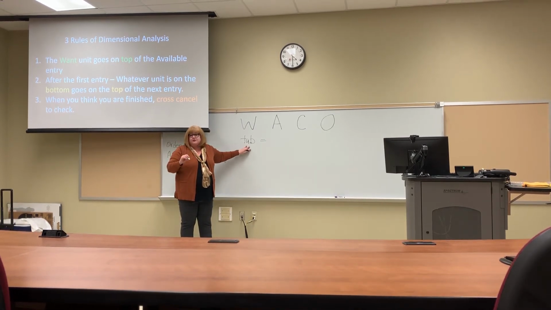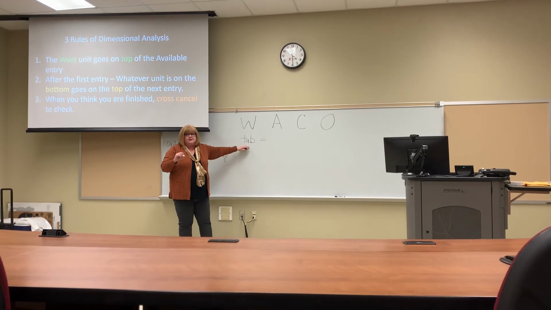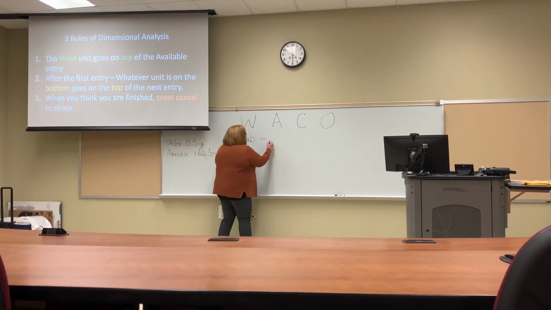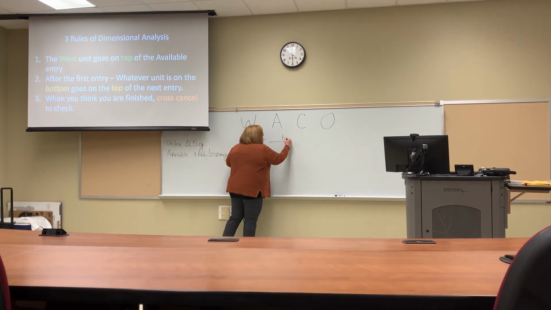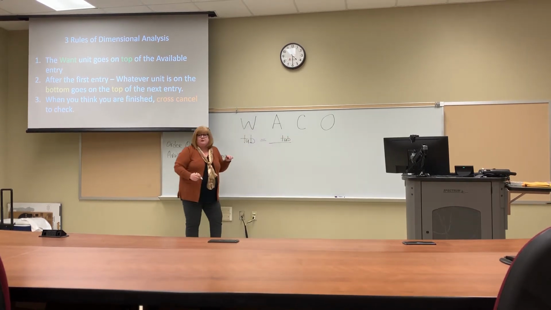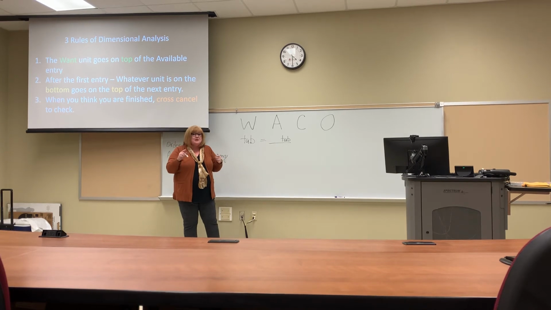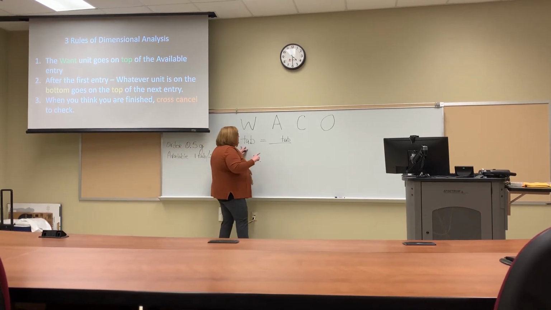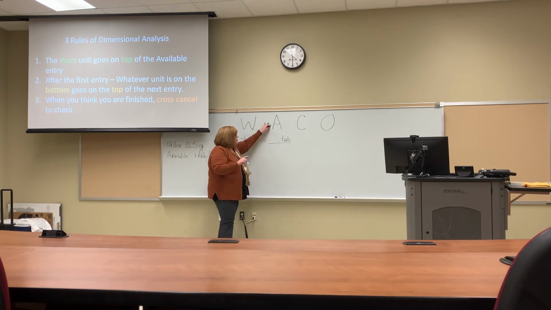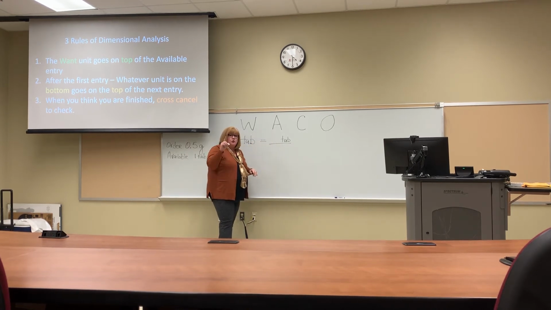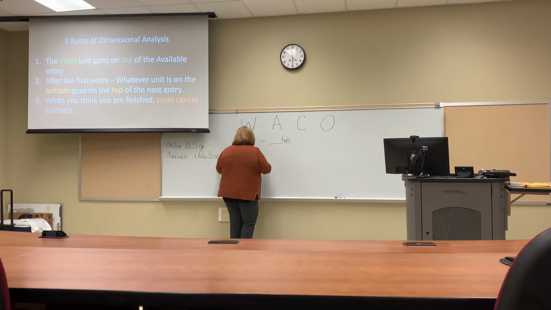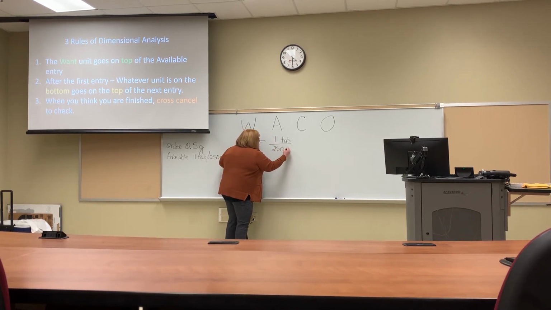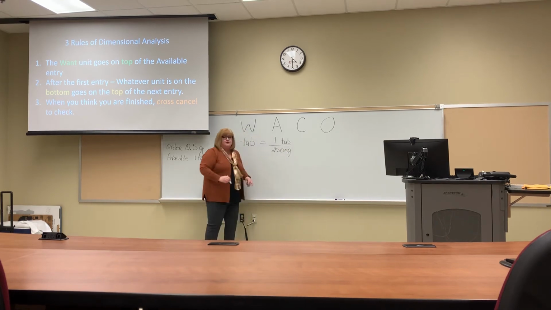This takes us to the first rule of dimensional analysis. And that is that whatever's in the want spot goes on the top of the available spot. And this is going to keep you from doing things upside down and backwards if you'll remember these rules. Rules are really important. All right, so to put the available in there, we know that here, 1 tab has 250 milligrams in it, correct?